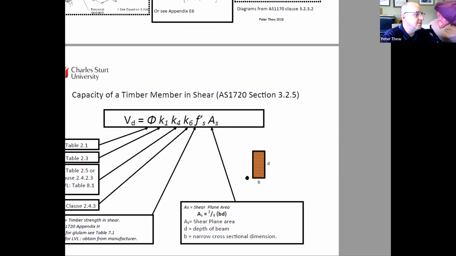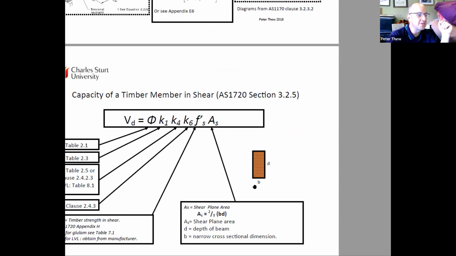And D is our longest length, isn't it? D is that dimension there. No, D is the vertical dimension. Have a look at your diagram again, where that beam is effectively rotated 90 degrees. D is the depth of the beam.